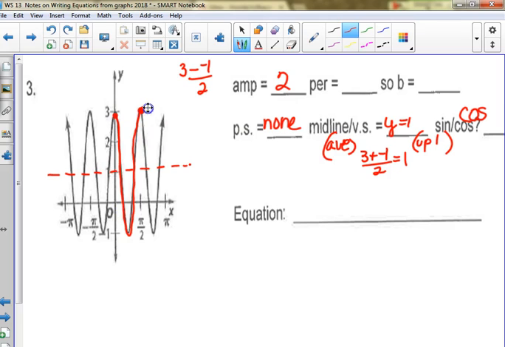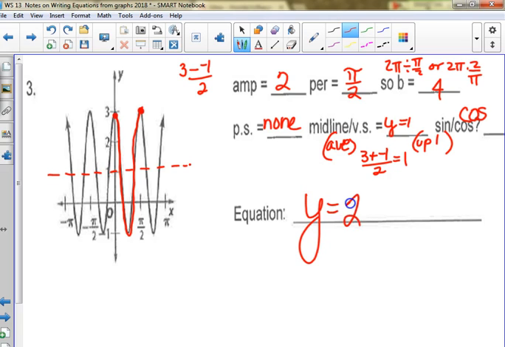Period. I outlined one cycle. Where did it finish? So the B value is going to be 2 pi divided by pi over 2, or 2 pi times 2 over pi, which is 4. Okay. Can anybody put that all together for me? Good. Anybody brave enough to do a sine graph out of that?